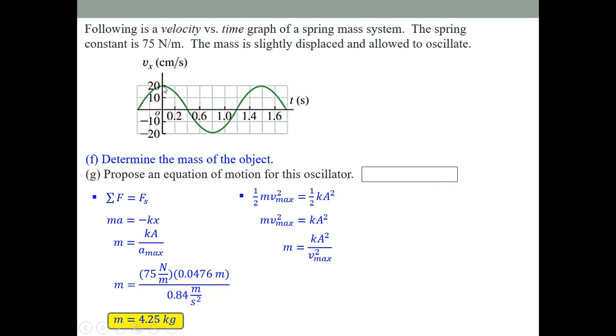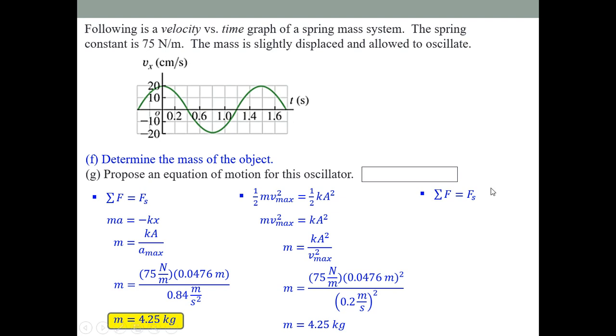Again, if you look at this graph, the velocity reaches a speed of 20 centimeters per second, which is 0.2 meters per second. And so we have those values already from the graph. Okay, so plug and chug: k is 75, amplitude 0.0476, and the velocity is pulled from the graph, which is converted to 0.2 meters per second. And then if you do your calculator work, you get the same value. I like this strategy more because I think it's easier to think about in terms of energy. It has to go all the PE, has to go to all KE.